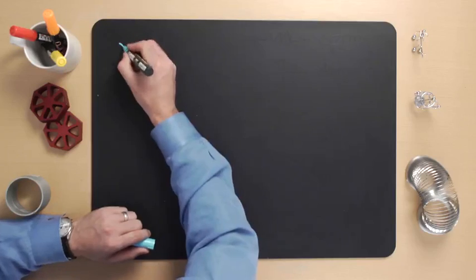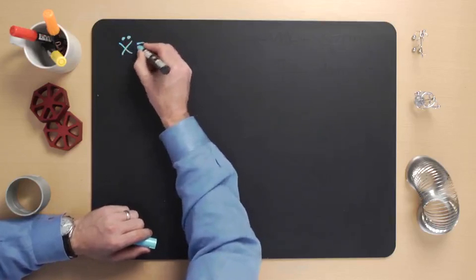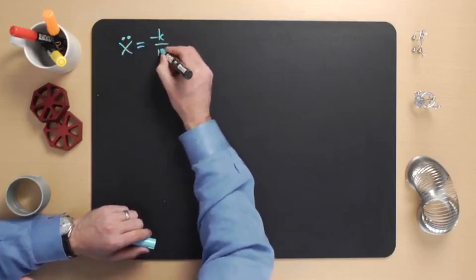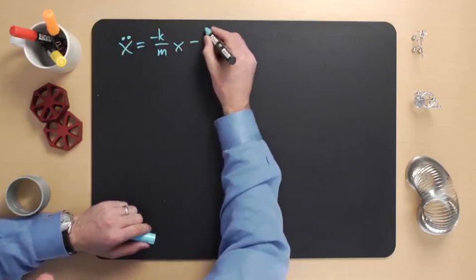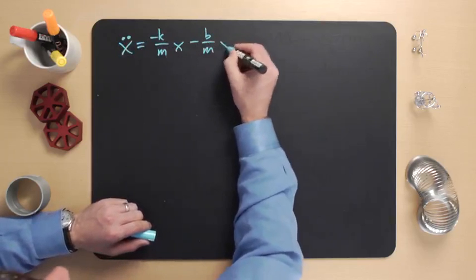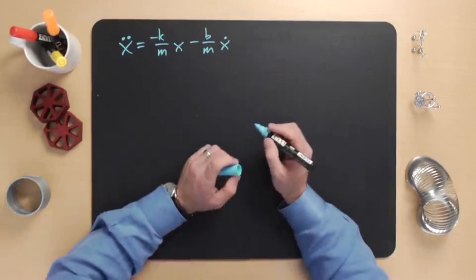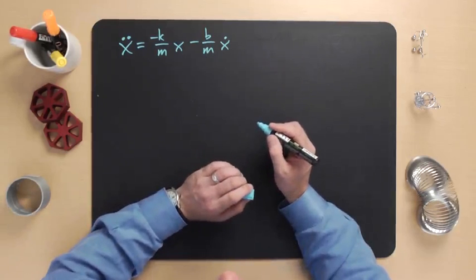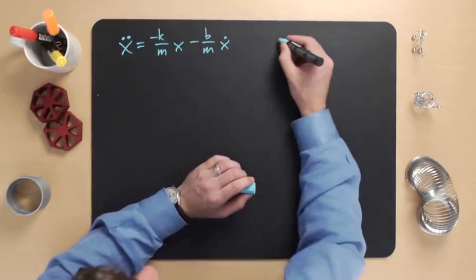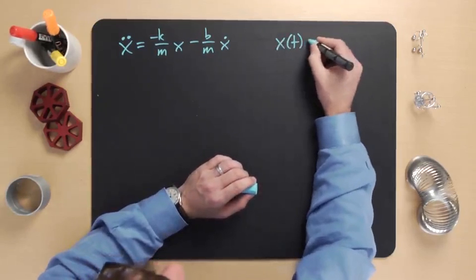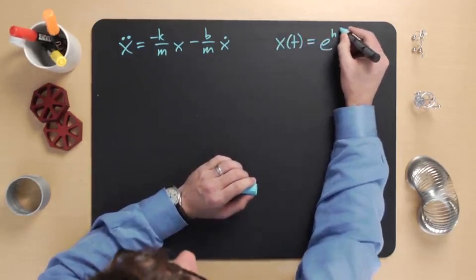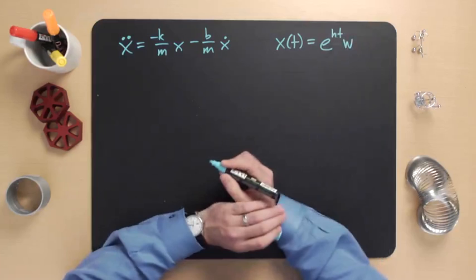Let's look at our model of the spring mass damper again. Again, we have the wall on the left, a spring, a damper, and a mass at the end. The equations of motion are x double dot is equal to minus k over m x minus b over m x dot. And we're going to assume that the solution is of the form of an exponential function. That is, that x of t is equal to e to the ht times w, where w is just a constant.